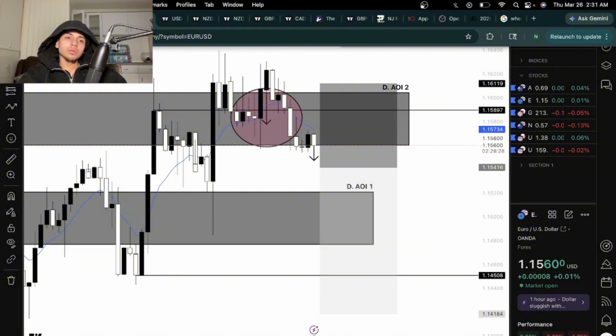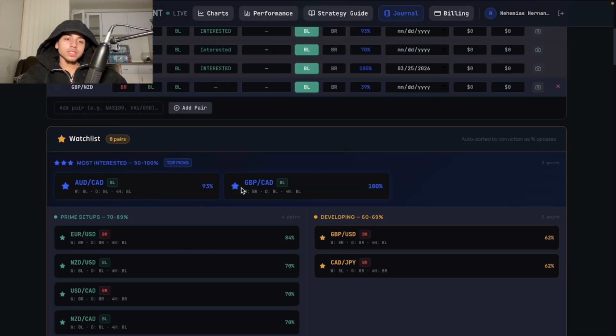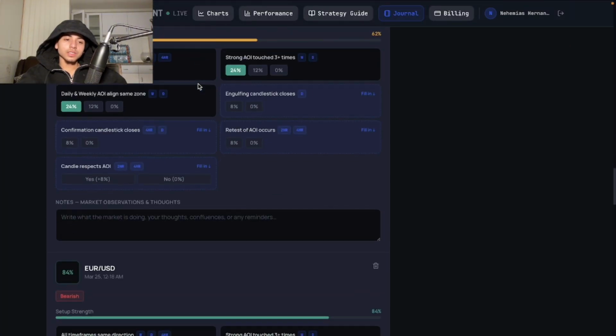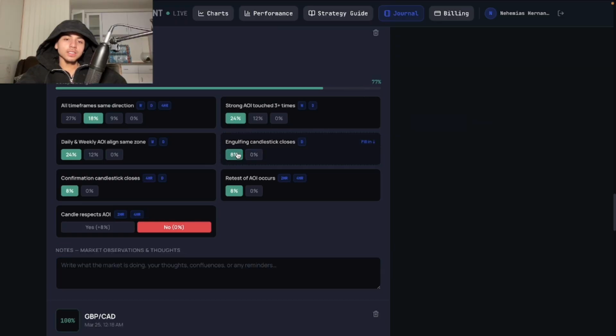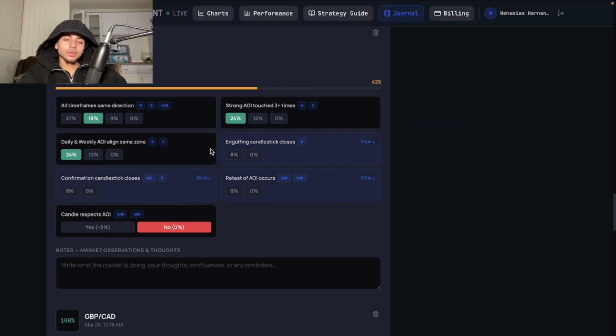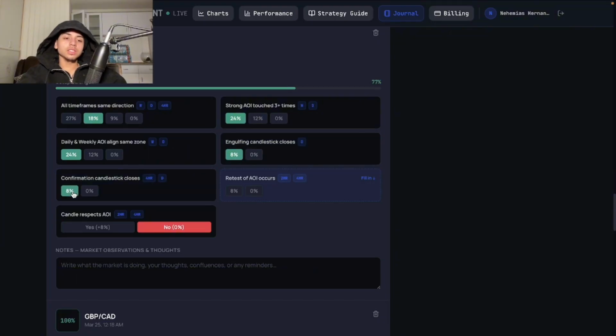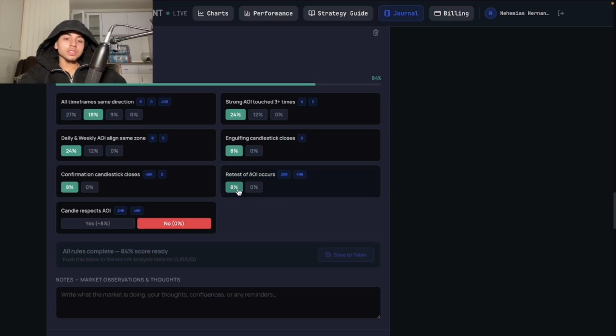So yeah, then I went to my Forex strategy assistant, and I did come all the way to my saved analysis, and I did finish those other things that I needed to finish. It's asking: did the EURUSD engulfing candlestick close? Yes, it did. Was there a confirmation candlestick? Yes, it did. Did it retest the area of interest? Yes, it did. And then I saved that to the table.